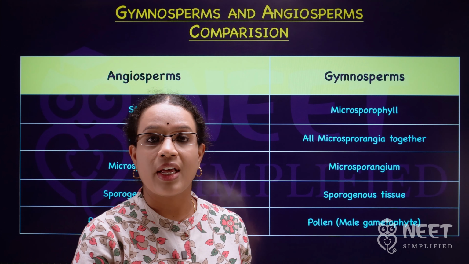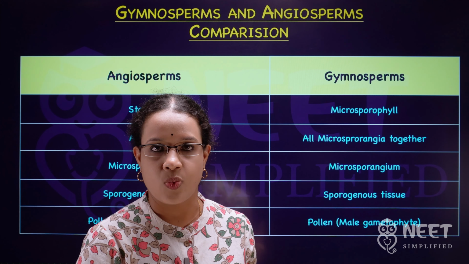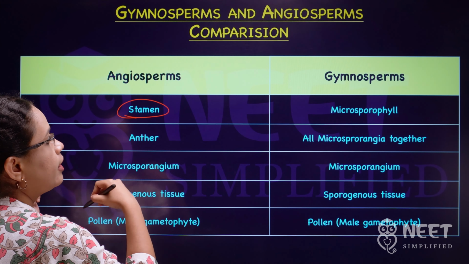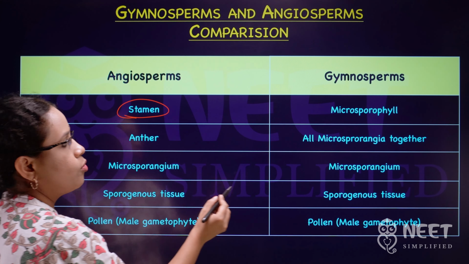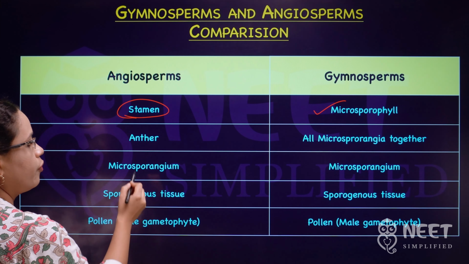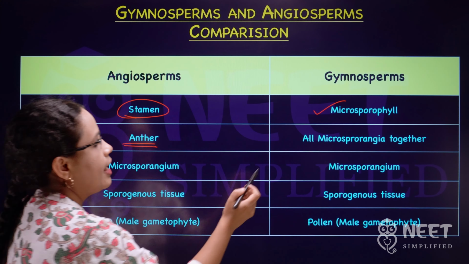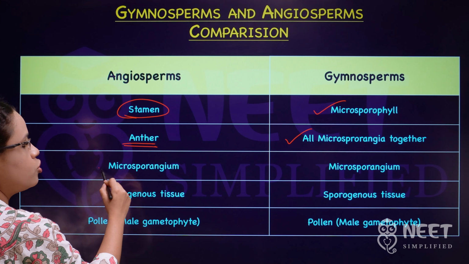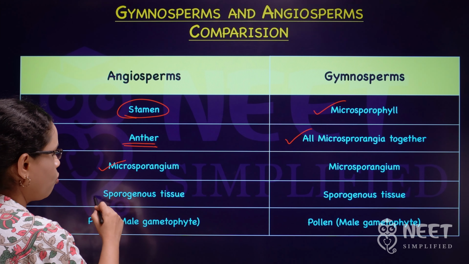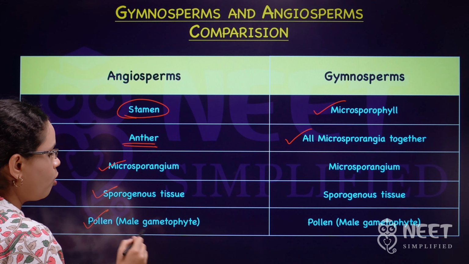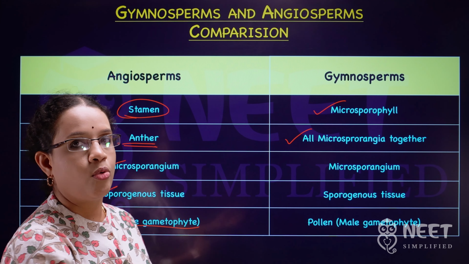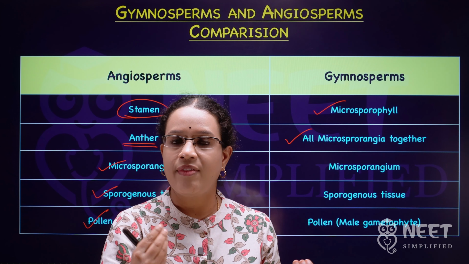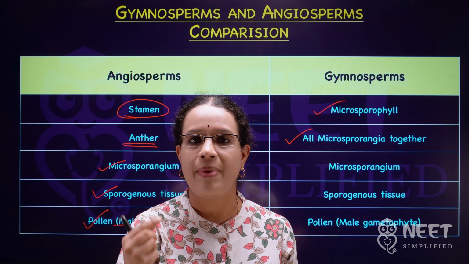Now let us understand what these terms are in case of gymnosperms as well. Now in case of angiosperms, we have the stamen. Now equivalent to stamen in gymnosperm, it is called microsporophyll. In angiosperms, we call it anther. In gymnosperms, it's all microsporangia together. And microsporangium is the same in angiosperms and gymnosperms. Likewise, sporogenous tissue and also pollen is called the male gametophyte in both of them. Male gametophyte is nothing but a tiny male plant.